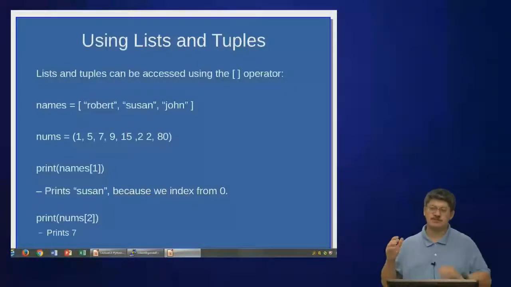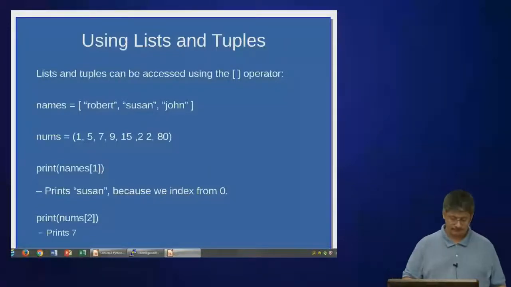Similarly, I can print out nums sub 2, and it will print out the 7. The 1 is in position 0. The 5 is in position 1. So if I print out nums in position 2, nums sub 2, I'll get the 7. And again, I just put square brackets around the index.